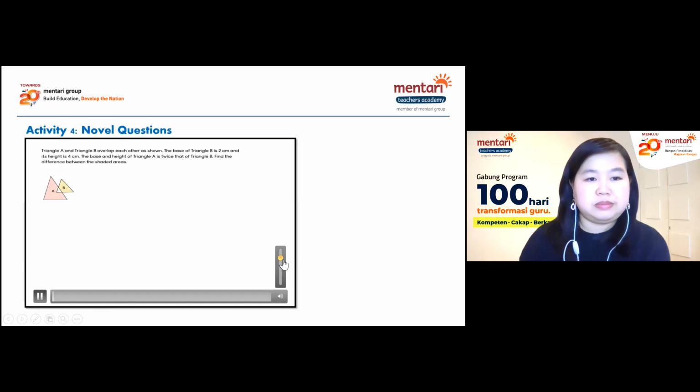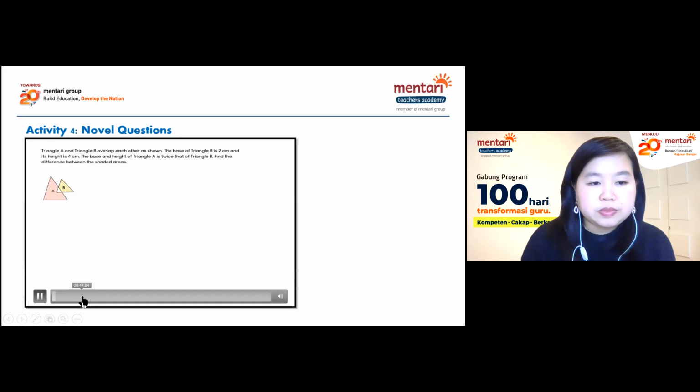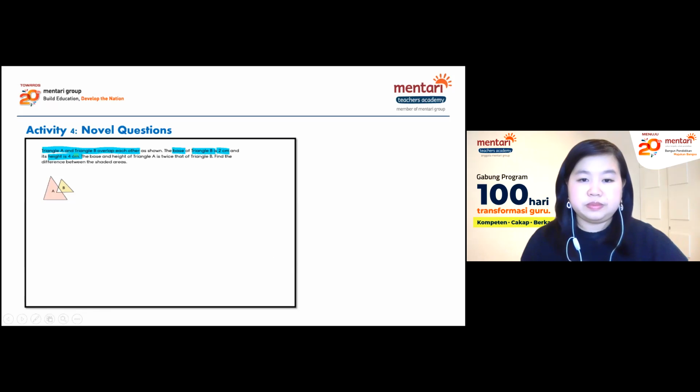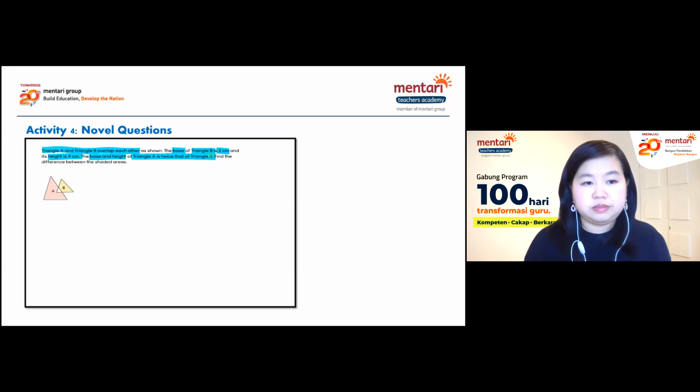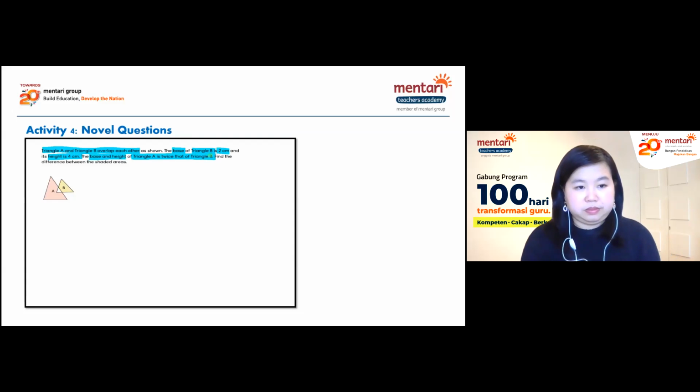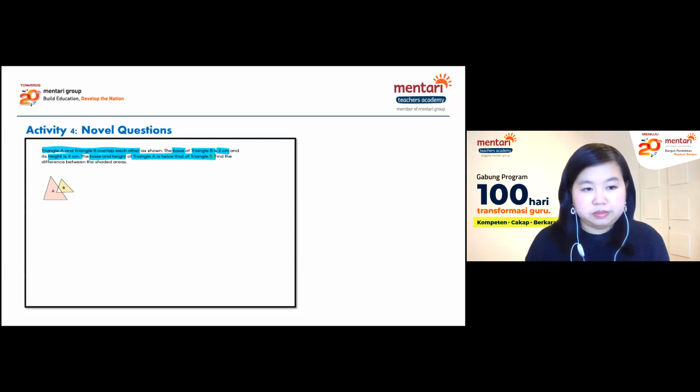Triangle A and triangle B overlap each other. The area of triangle A is twice that of triangle B. What do we need to find? We need to find the difference between the shaded areas. How can we solve the problem? We can draw a model.